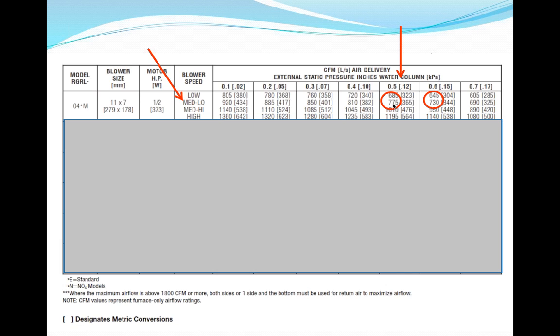At 0.6, you'll see it actually drops off to 730. And at 0.1, you see it's as high as 920. So at this point, knowing what you know, you'd be able to say this system uses a PSC motor, because this motor responds to the amount of static pressure that's in the system.